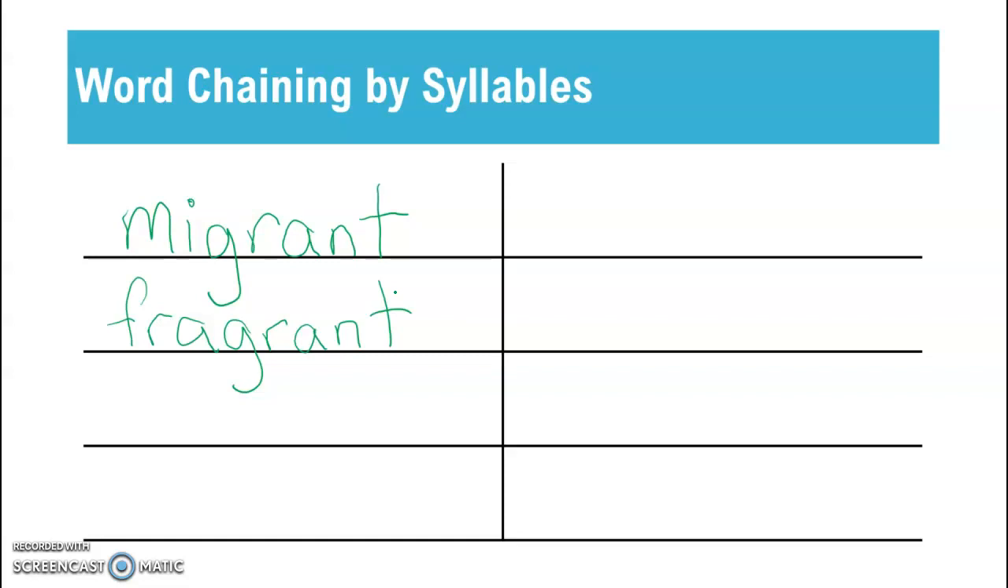Change fragrant to vagrant with a V, vagrant. First syllable is vay, write vay. And then grant, just like what we've had before, G-R-A-N-T, vagrant. Change vagrant to flagrant, flagrant. First syllable is flay, so write flay. Second syllable is grunt, write grunt.